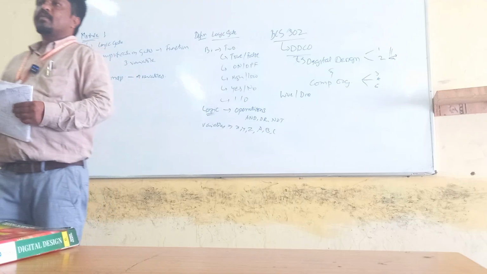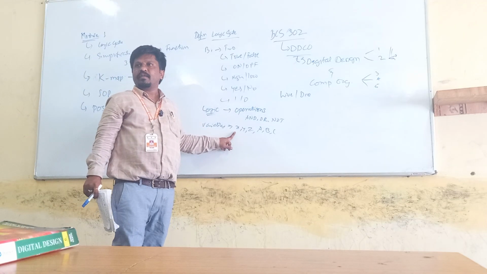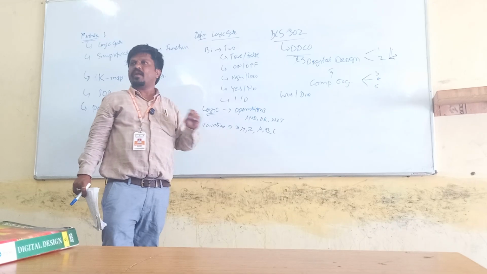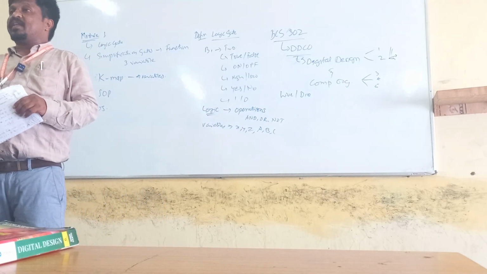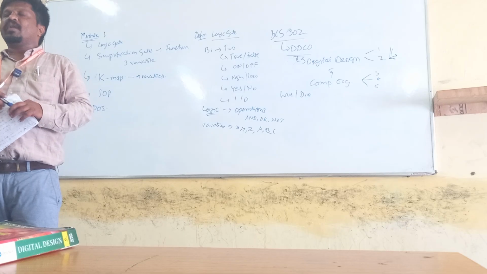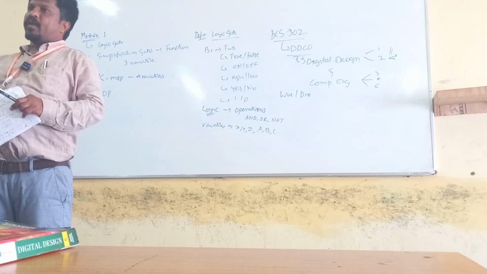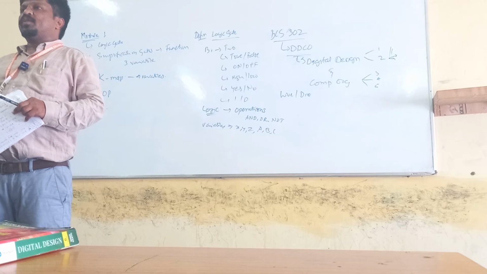A variable can have many values, but the thing is that it has only two options, either 0 or 1. Combinations of 0 and 1 can give many values also: 00, 01, 10, 11.